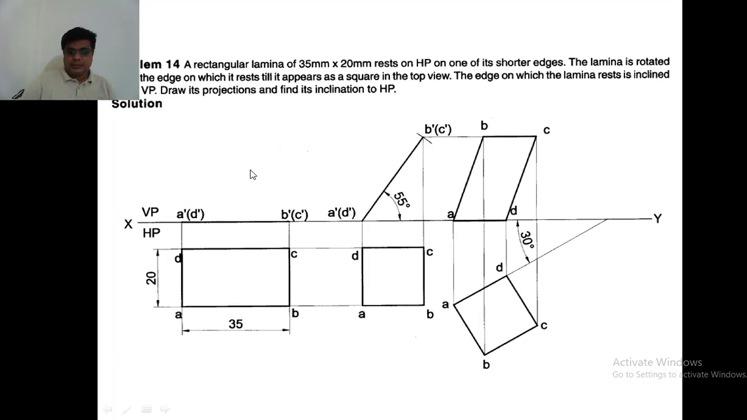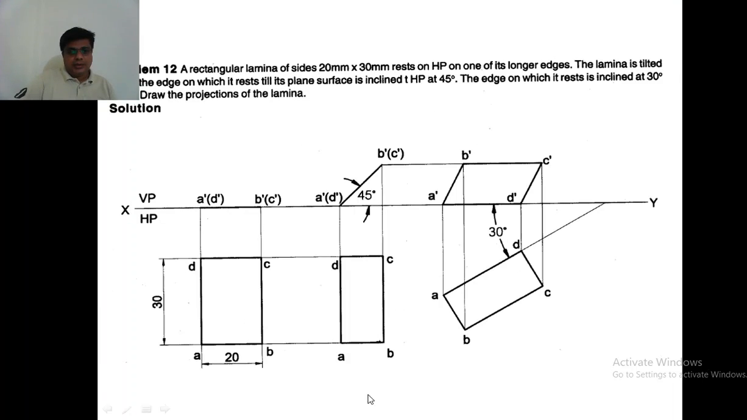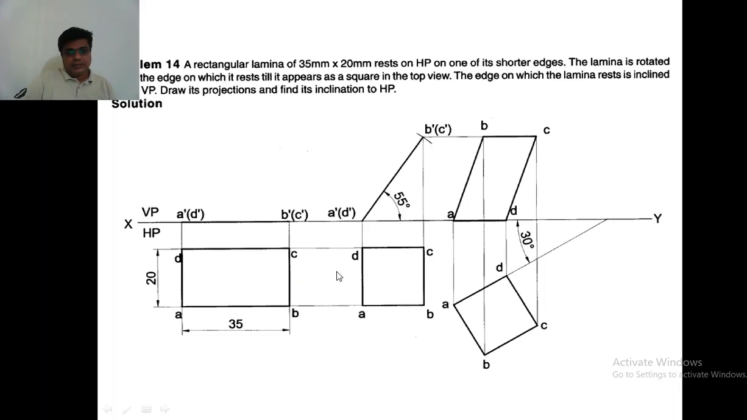Similarly, you can see here in the previous problem, the longer edge is vertical. That means it is resting on this longer edge. Whereas in this case, the rectangular plane is resting on the shorter edge, AD. That is given in the problem there. Okay, we try to solve that.